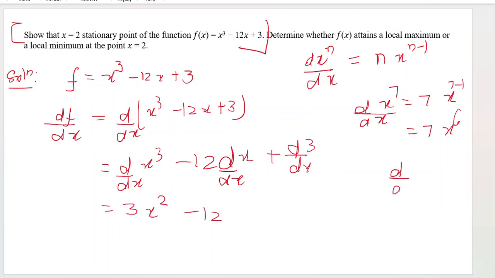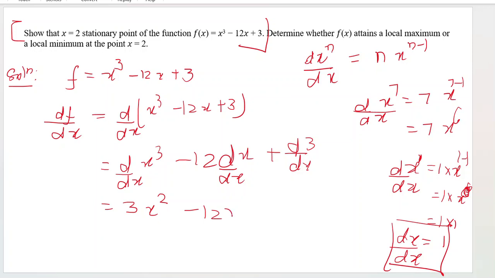Now we should all know that the derivative of dx by dx is equal to, again x can be viewed as x raised to 1, which is 1 into x raised to 1 minus 1, which is 1 into x raised to 0, which is 1 into 1. X raised to 0 is 1. So the derivative of dx by dx is nothing but 1. So therefore we get this as 1. And the derivative of a number is nothing but 0. So therefore we are left with 3x square minus 12.